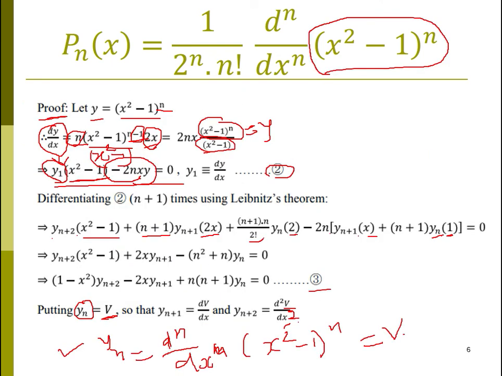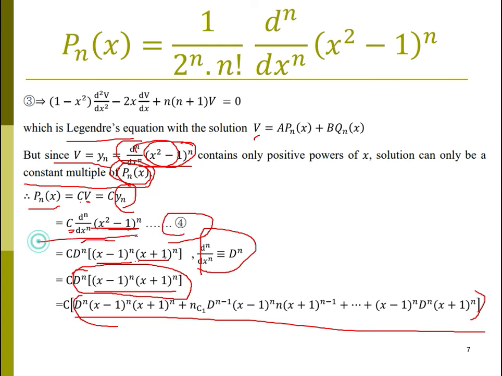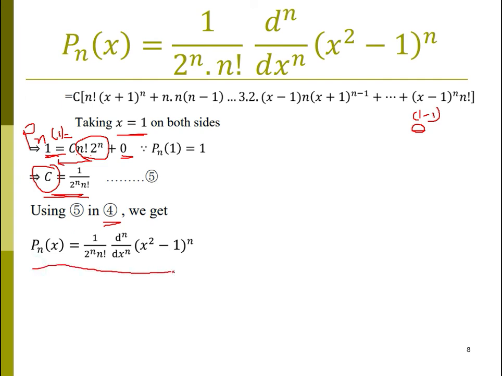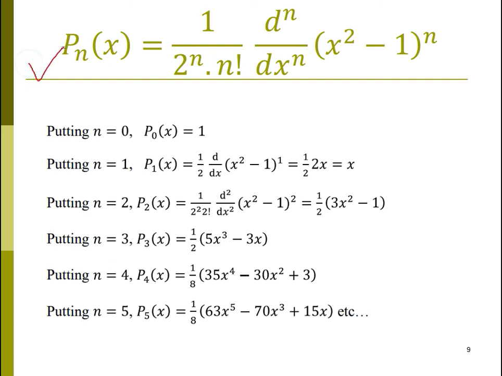In equation number 4, putting the value of C, we get Pn(x) equal to 1 upon 2ⁿ n! into the nth derivative of (x² − 1)ⁿ with respect to x, which is Rodrigues' formula. Using this formula, putting the value n equal to 0, 1, 2, 3, 4, 5, we get these results. Thank you.